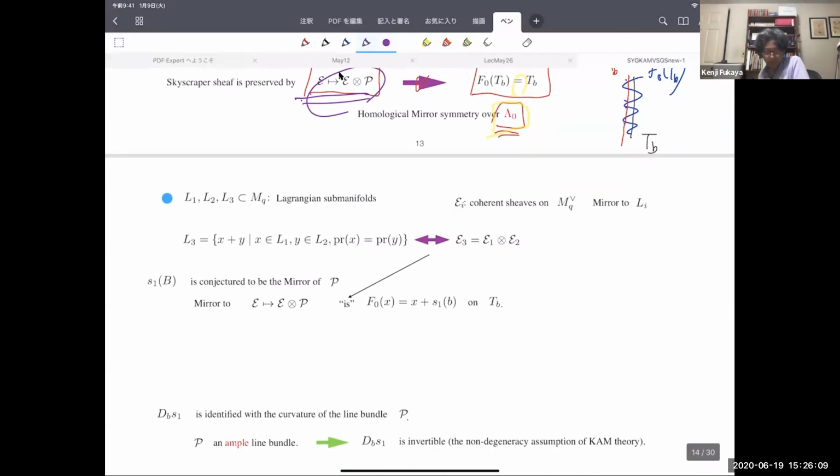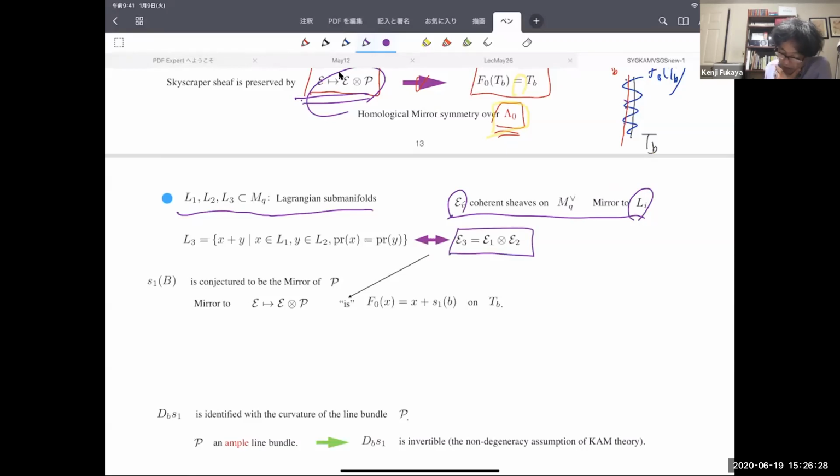Okay, so now I want to explain another thing. We consider three Lagrangian submanifolds L1, L2, L3 in M, and suppose that Ei is a mirror to Li. Then if you consider the tensor product, suppose E3 is the tensor product of E1 and E2, then it is expected that this tensor product operation is related to this relation.